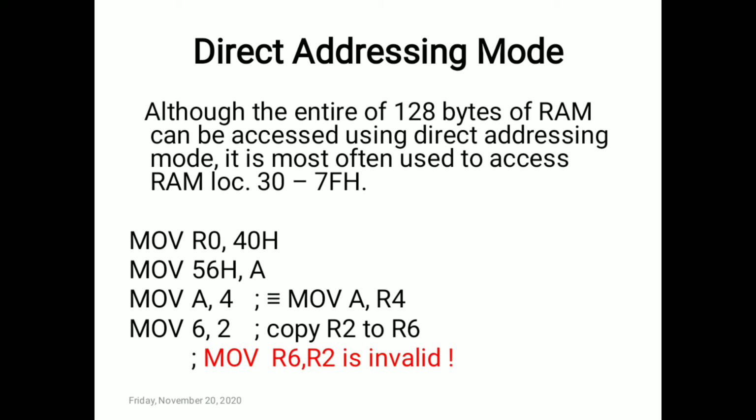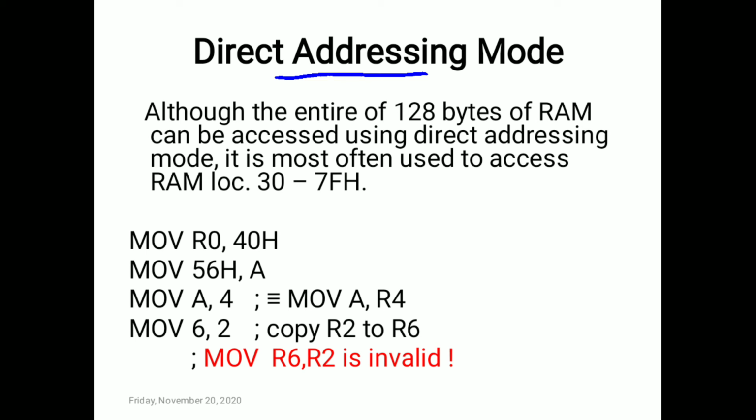The next addressing mode is direct addressing mode. Direct addressing mode is basically used to access the RAM area. We know we have an internal RAM of 256 bytes in the 8051 microcontroller, and suppose we have some RAM location addresses, 30H to 7FH. If we want to access this data, then we have to use direct addressing mode. So in direct addressing mode, the address of the data is given in the instruction itself.